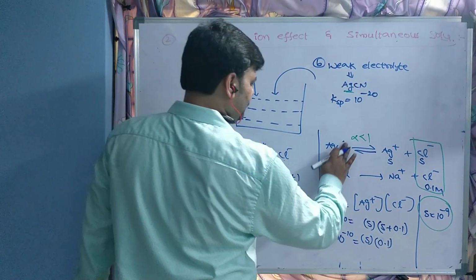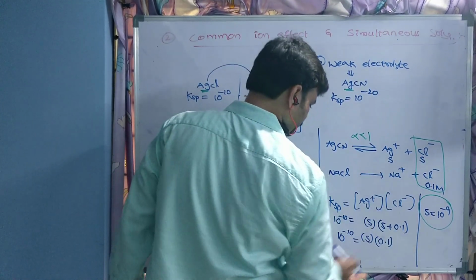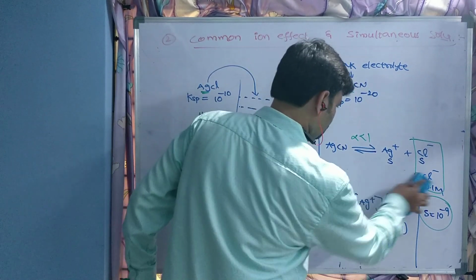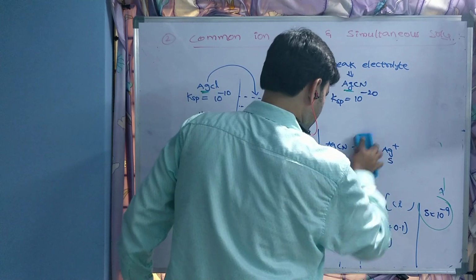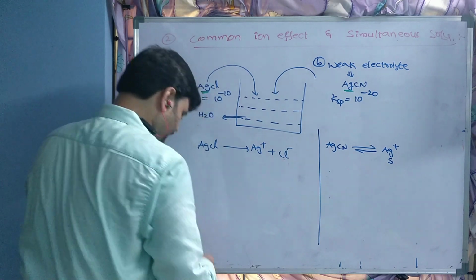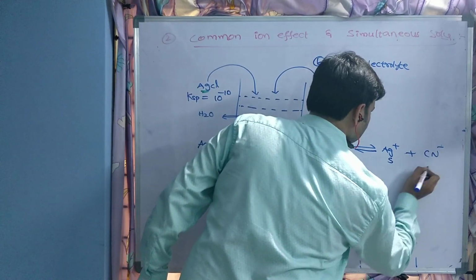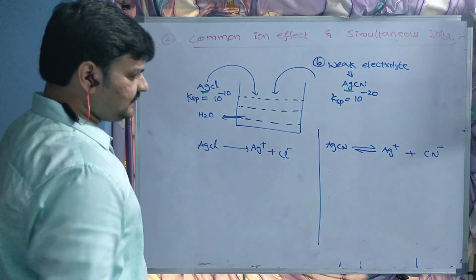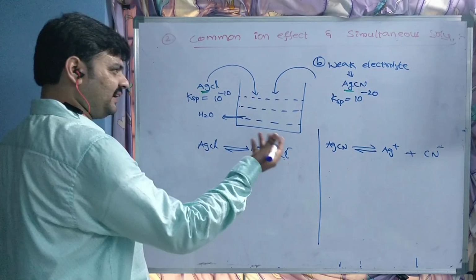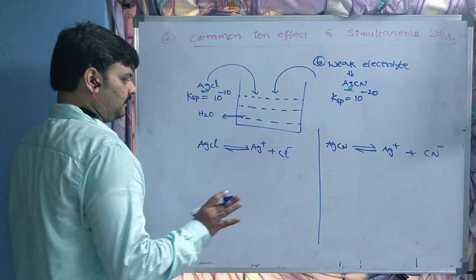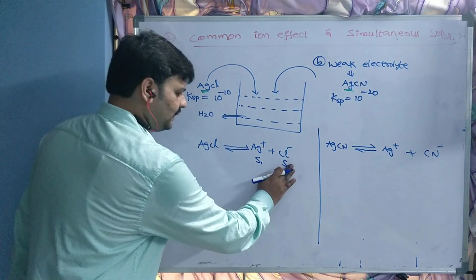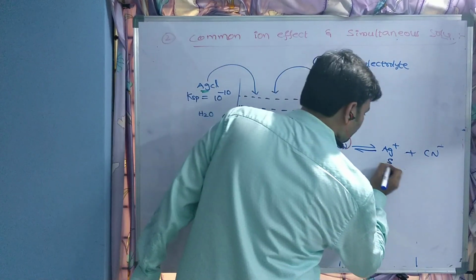AgCl is converted into Ag plus and Cl minus. Now both are sparingly soluble salts. Both are weak electrolytes; sparingly soluble salts and weak electrolytes mean the same thing. The solubility of the first compound is considered as S1, and the solubility of the second compound is considered as S2.